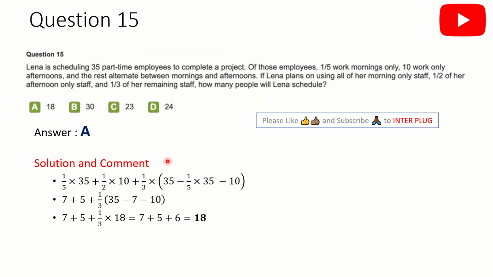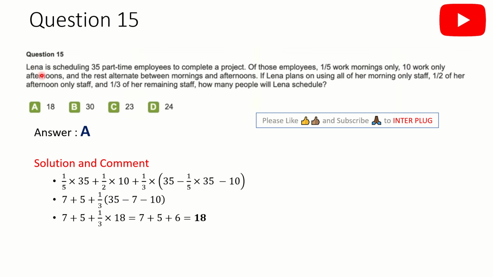We move to question 15. In question 15, this is a maths question. You're told that a learner is scheduling 35 part-time employees to complete a project. Of these employees, one fifth work mornings only. When you've already read this, you have your rough paper in front of you, start calculating one fifth of 35. So 35 divided by 5 is 7. So definitely 7 work in the morning.